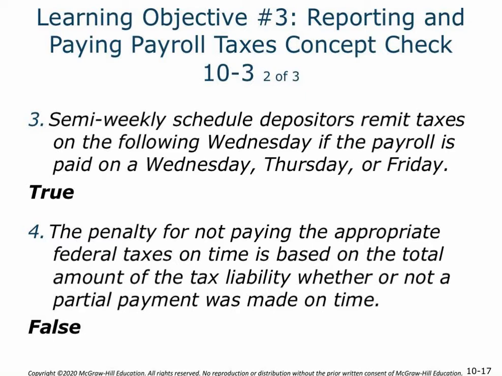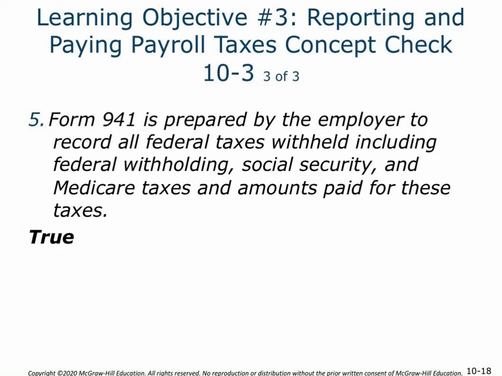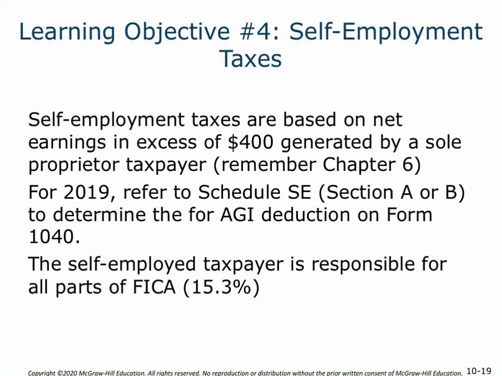The penalty for not paying the appropriate federal tax on time is based on the total amount of the tax liability and whether or not a partial payment was made on time, and that is going to be false. Concept check 5. Form 941 is prepared by the employer to record all federal taxes withheld, including federal withholding, Social Security, Medicare taxes, and amounts paid for these taxes. That is going to be true.